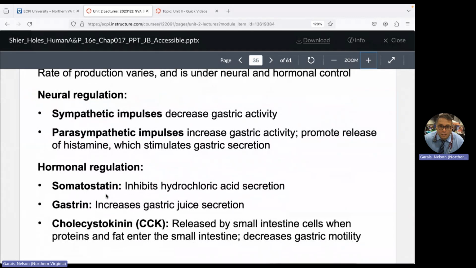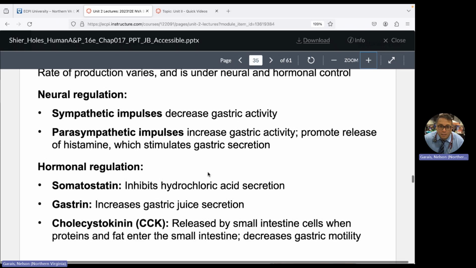Remember the submucosa had arteries, veins, and nerves, so it has something called the myenteric plexus. The myenteric plexus is connected to your autonomic nervous system. The autonomic nervous system sends either sympathetic or parasympathetic signals. Sympathetic impulses decrease gastric activity. Parasympathetic impulses increase gastric activity.